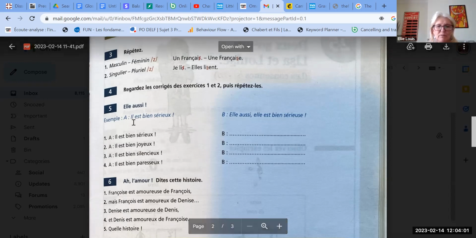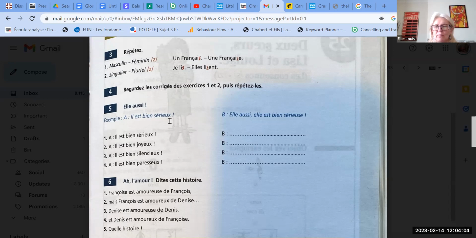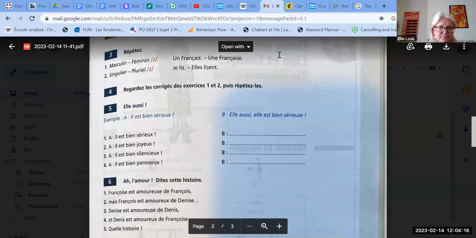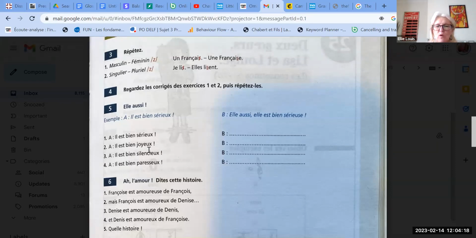So let's have a look at these examples. So il est bien sérieux, masculine, he's very serious. Elle aussi, elle est bien sérieuse. Sérieuse, make it steady. Okay, let's try this one. Il est bien joyeux. So what would it be on the other side? Voilà, elle aussi, elle est bien joyeuse. Joyeuse. Il est bien silencieux. Elle aussi, elle est bien silencieuse.